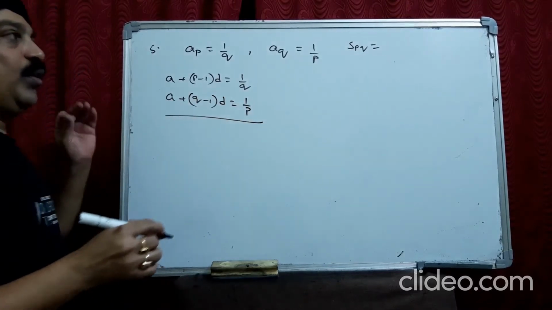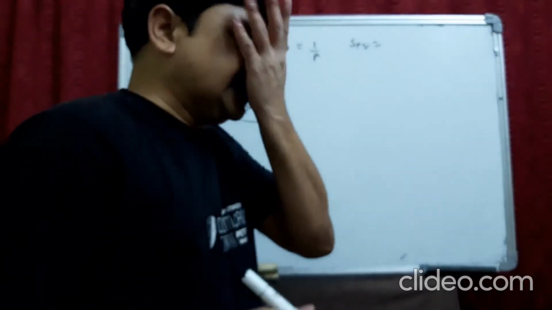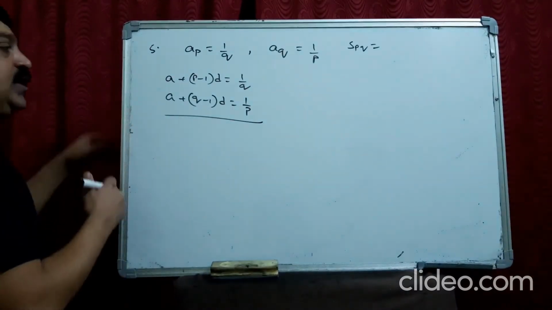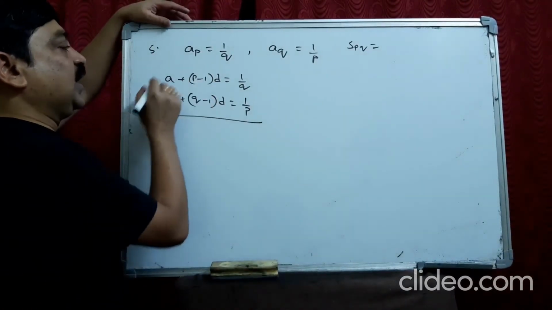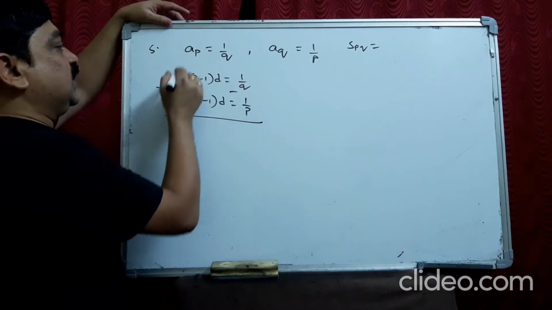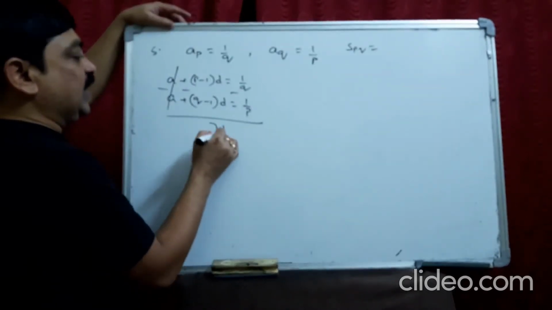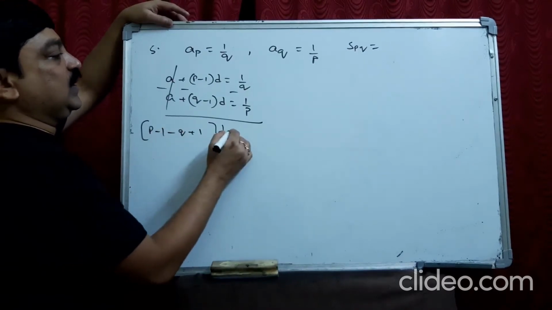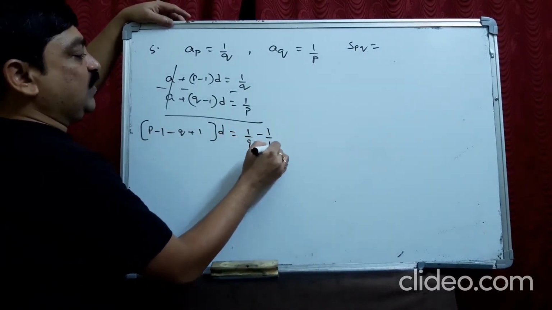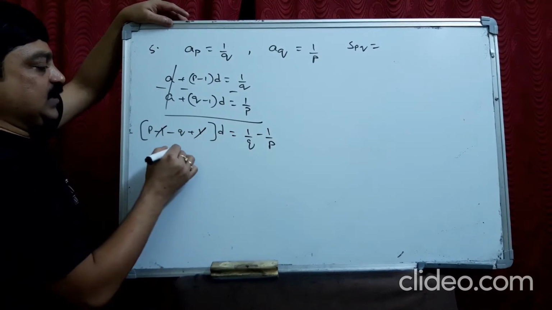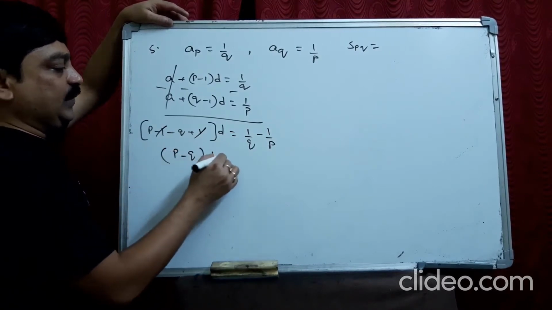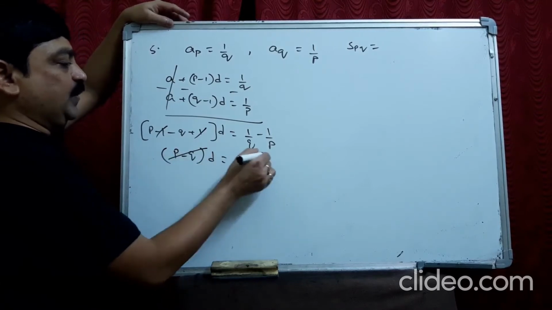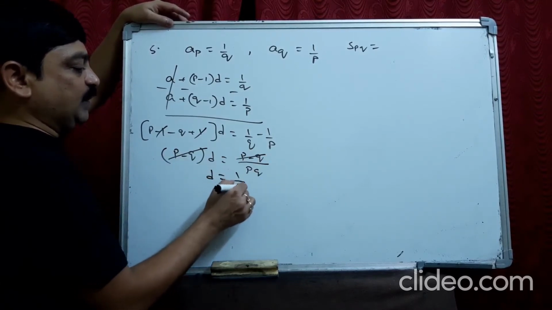Whenever you are doing a problem in AP or a sequence in series, your aim should be to find out the values of A and D. So let us do this. Subtract this. I wrote one below the other. Subtraction so that I can get D as common. P minus 1 minus Q plus 1 is equal to 1 by Q minus 1 by P. You can cancel this. P minus Q into D. It becomes P minus Q by PQ. So P minus Q gets cancelled. D value is 1 by PQ.